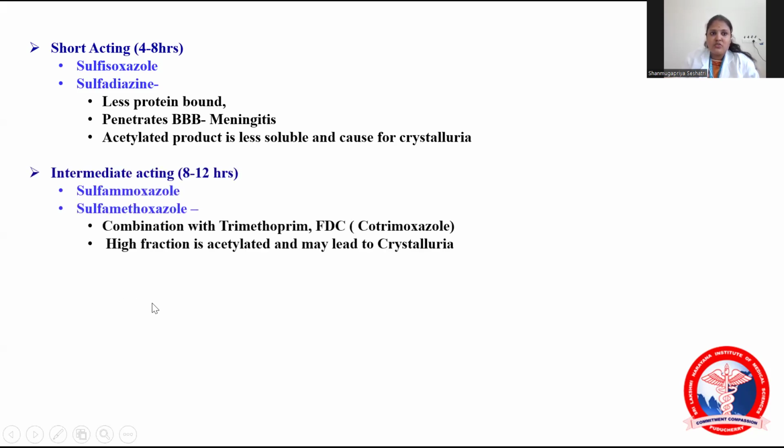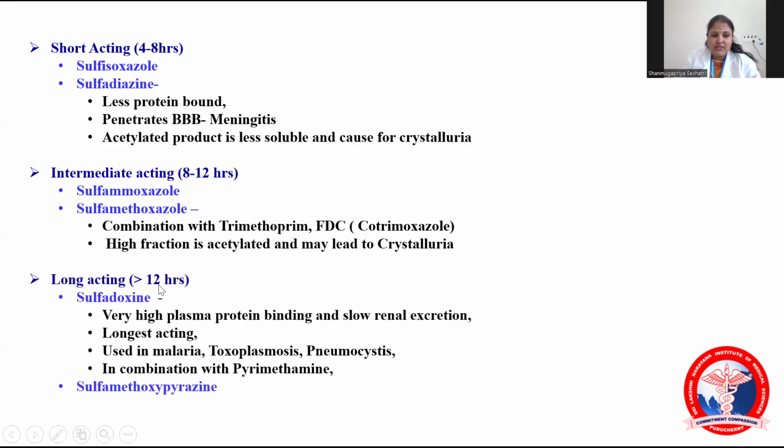Coming to the intermediate-acting drugs. The intermediate-acting drugs include sulfamoxazole and sulfamethoxazole. The duration of action of intermediate-acting drugs is 8 to 12 hours. This drug is used in combination with trimethoprim. So we have a fixed drug combination, that is FDC, cotrimoxazole. Cotrimoxazole can be asked as a separate short note in your university exam, so make sure you read about this for your final exams as well as your IAs. Cotrimoxazole is a combination of sulfamethoxazole and trimethoprim. Why are these two drugs combined? When these two drugs are given as single agents, they produce a static effect. When they are combined, the drug produces a cidal effect, prevents further multiplication, and also kills the existing bacteria. That is how it produces a good antibacterial effect, and that is why these drugs are used in combination therapy. Currently, we have a fixed dose regimen of these drugs.